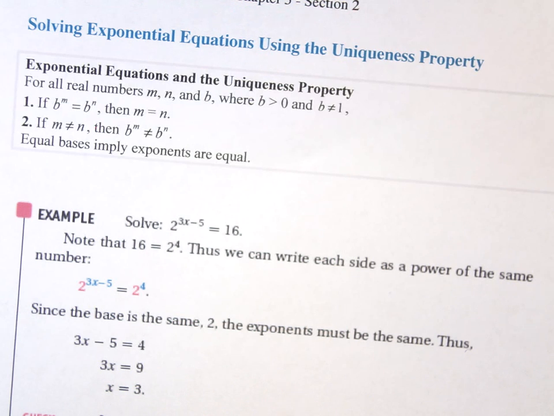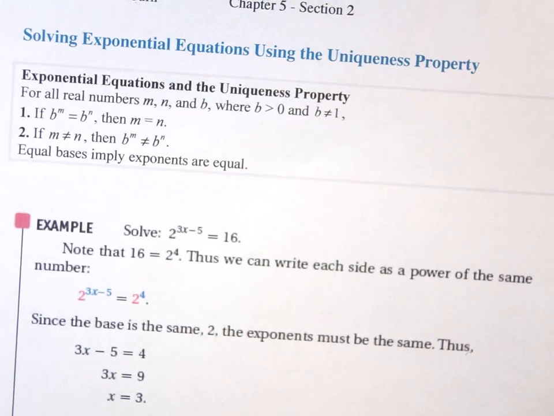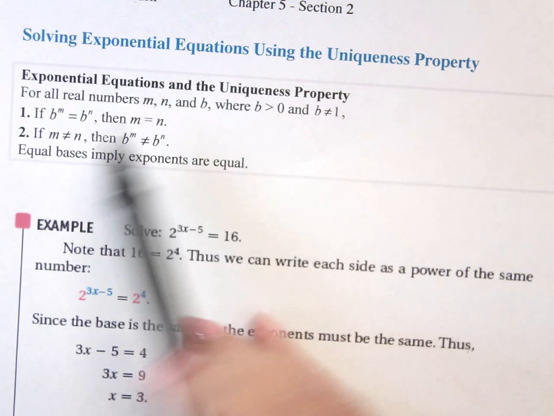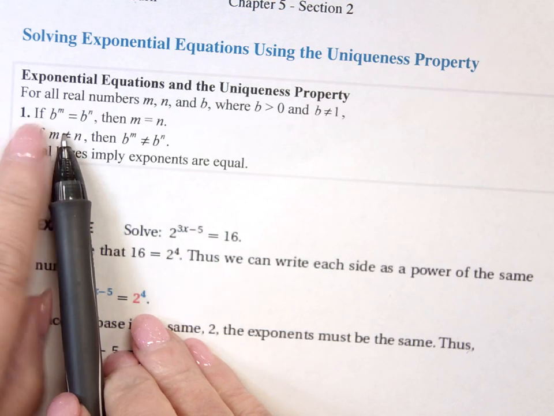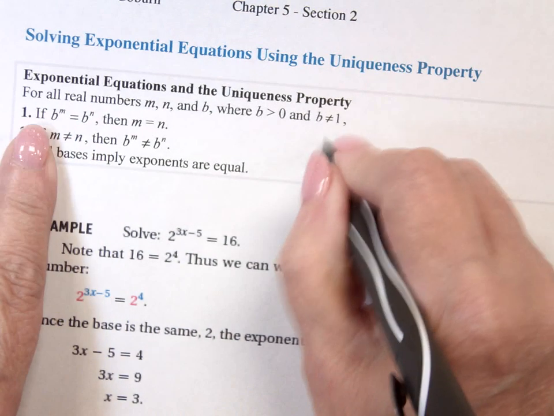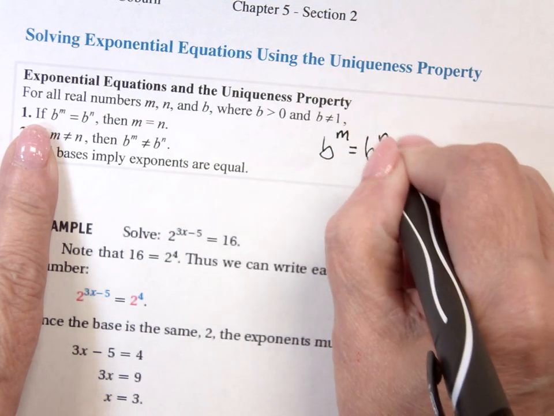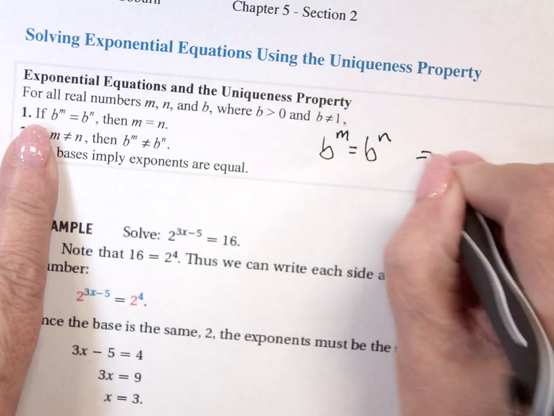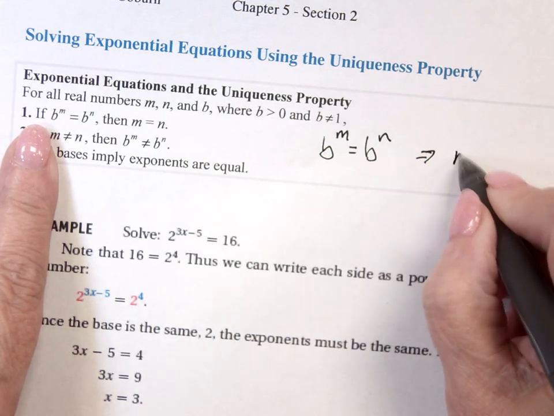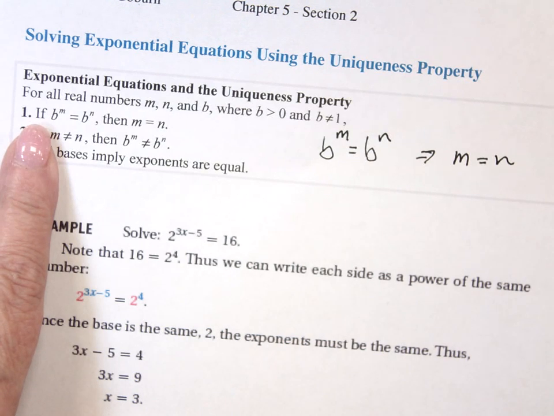Solving equations, they call this thing the uniqueness property. In different books they call it different things. And it's the idea that if you have an exponential equation, that if the bases are the same, then the exponents are equal. Can't say that if the bases are not the same.